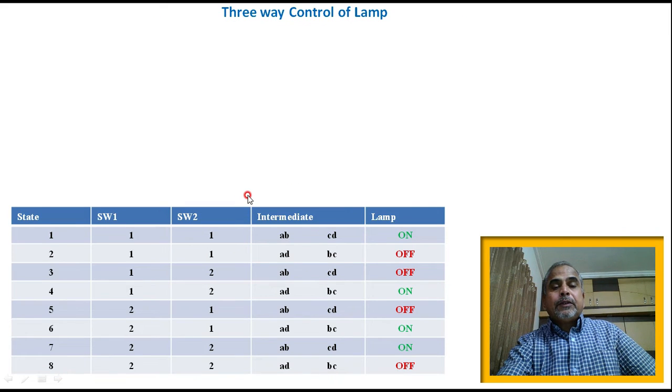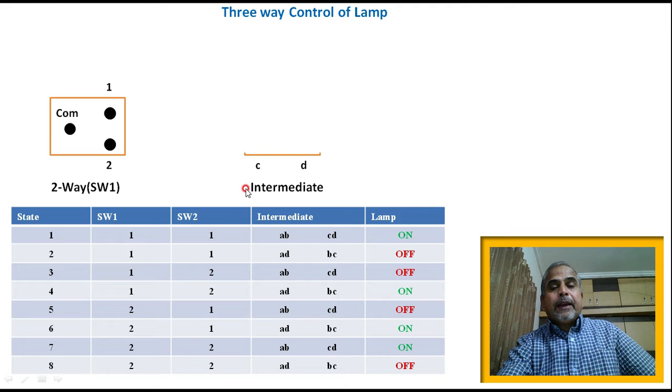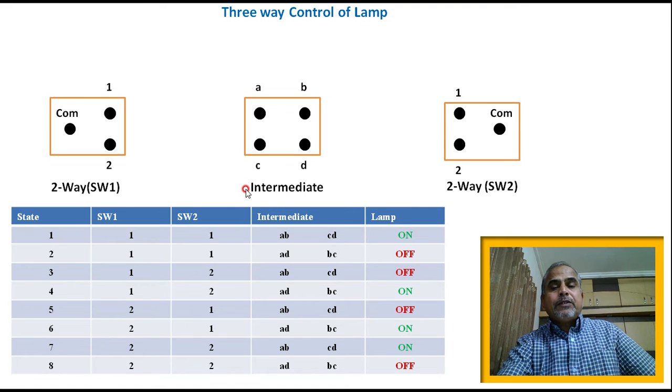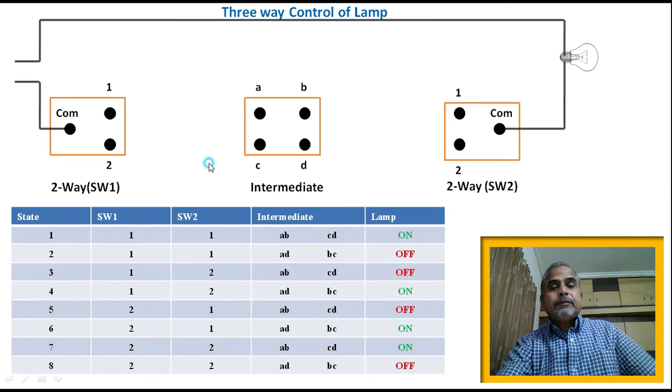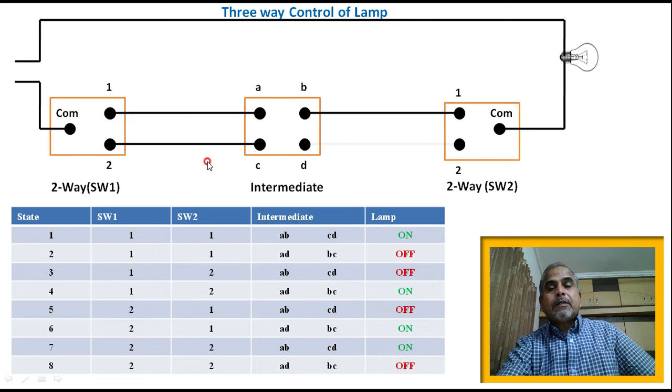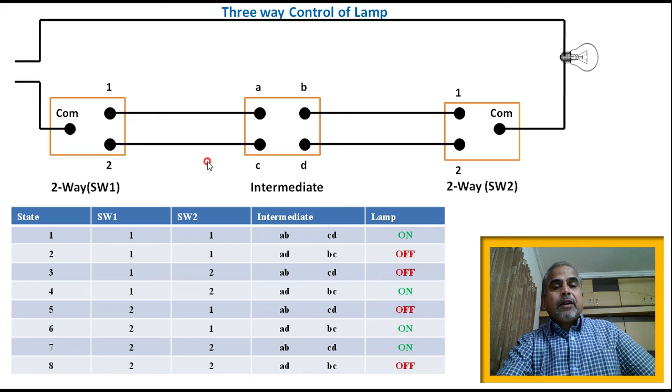Similarly, we have to go for the three-way control of a lamp. Once again, you have to draw the circuit diagram. We have three switches here. One is an intermediate switch, and the other two are two-way switches on either side. Then these are the connecting wires. Now we can test for the different combinations.